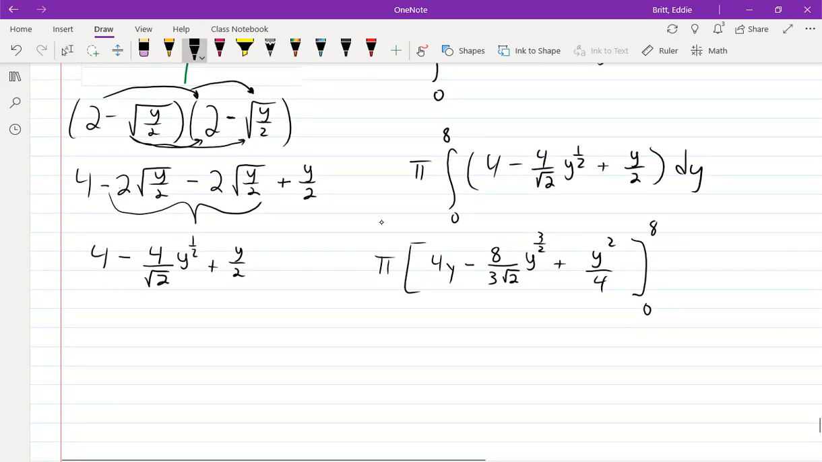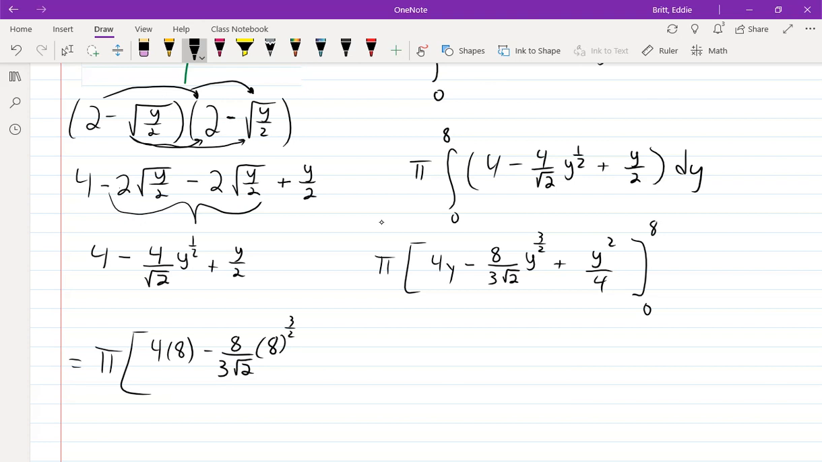Let's see. So I'm going to plug in an 8 everywhere. So I'm going to have pi times 4 times 8. Then I'm going to have minus 8 over 3 square roots of 2 times 8 to the 3/2 power. All right, and then plus 8 squared is 64 divided by 4.